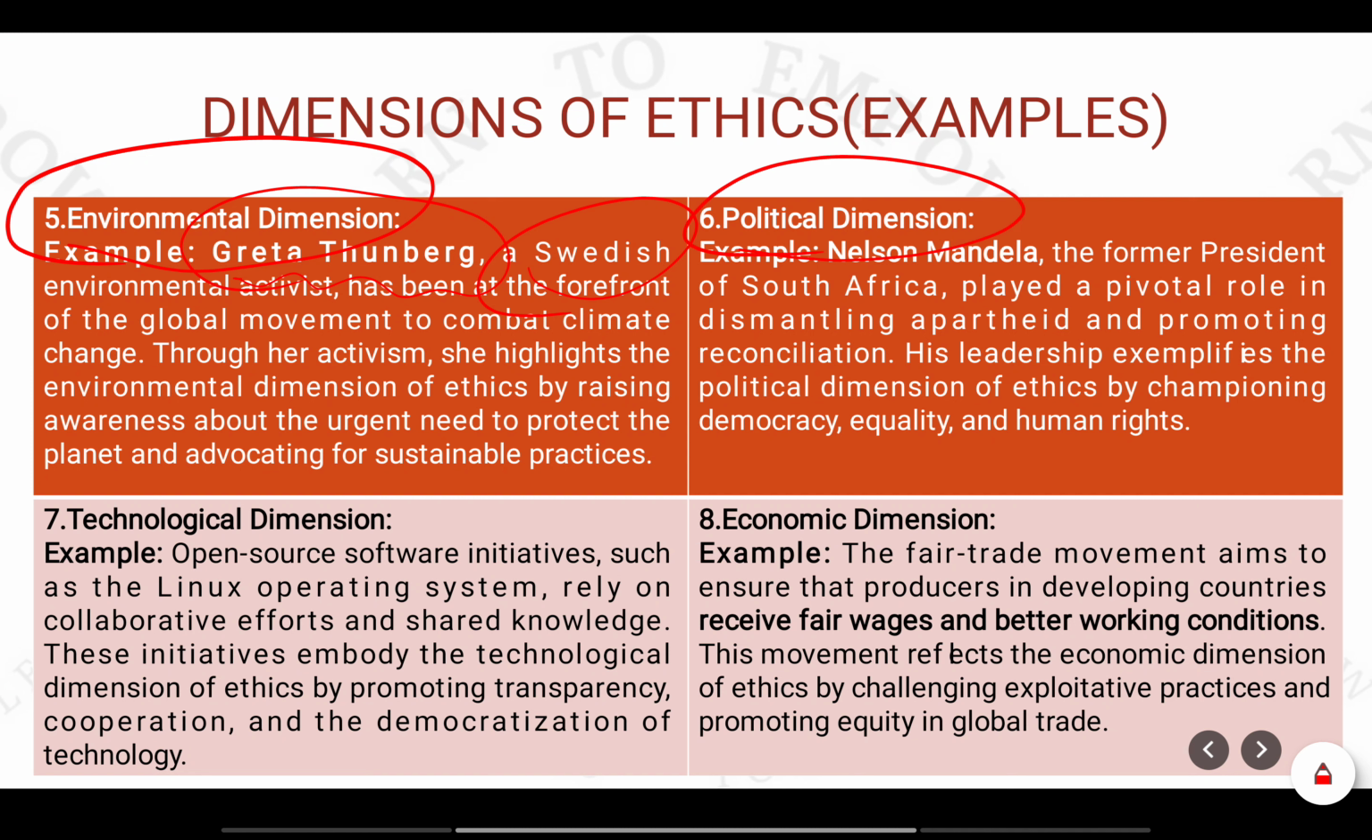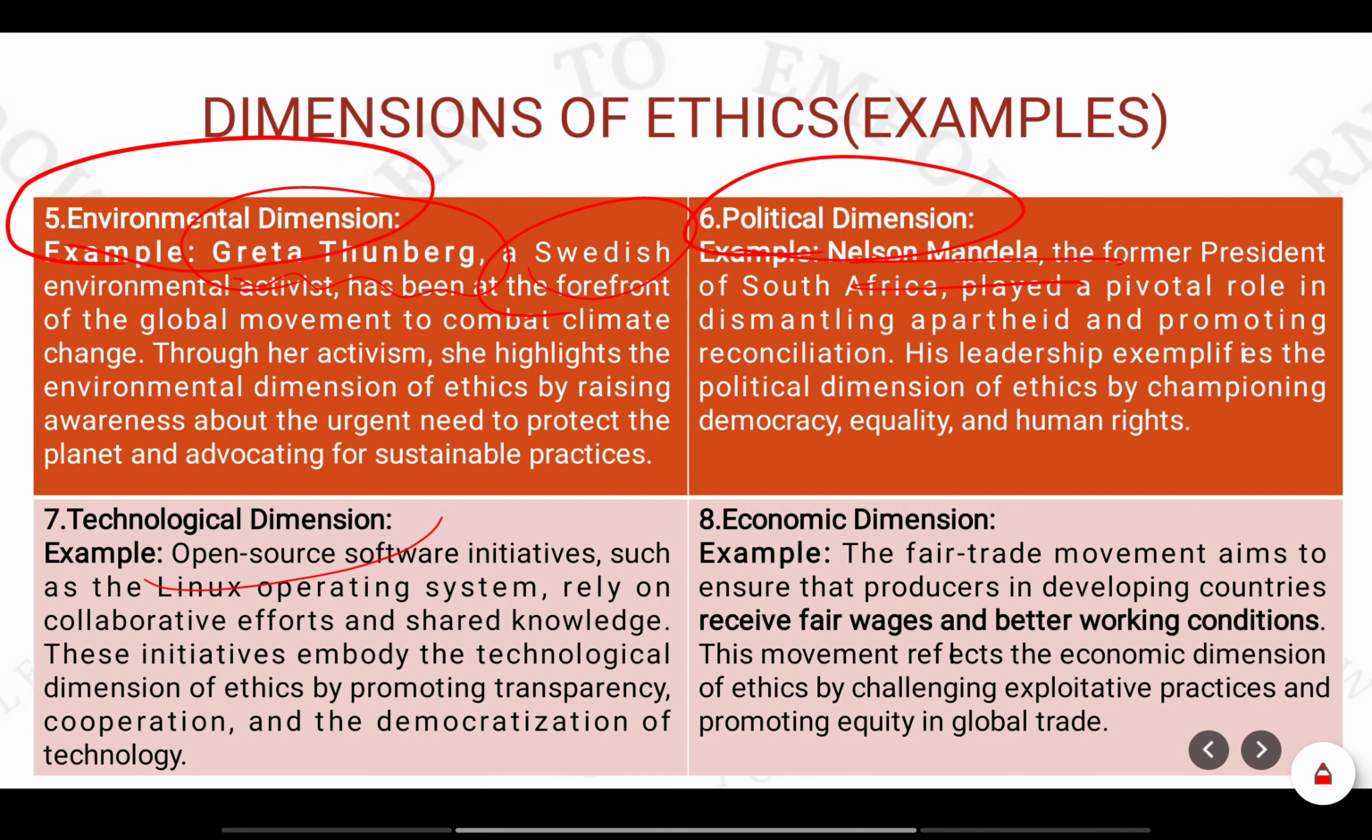Next comes the political dimension. A very good example that we can give is Nelson Mandela, who fought against the apartheid system, the segregation system, the injustice done to the black population by the white minority government, etc. The famous autobiography that he has written is Long Walk to Freedom, right? A very beautiful book, you can understand the pain that he was going through, and the peaceful movement that he led ended apartheid in South Africa.